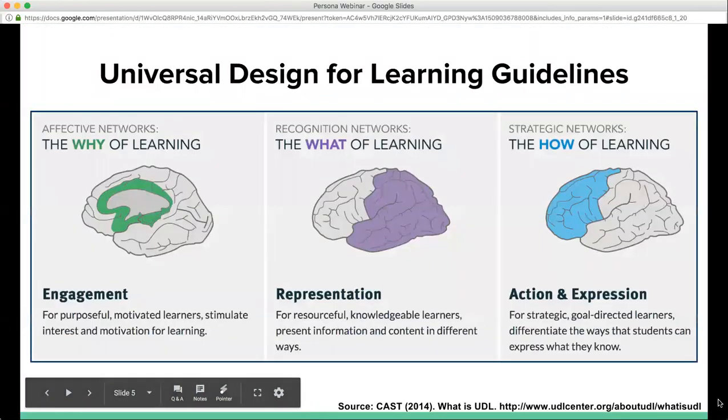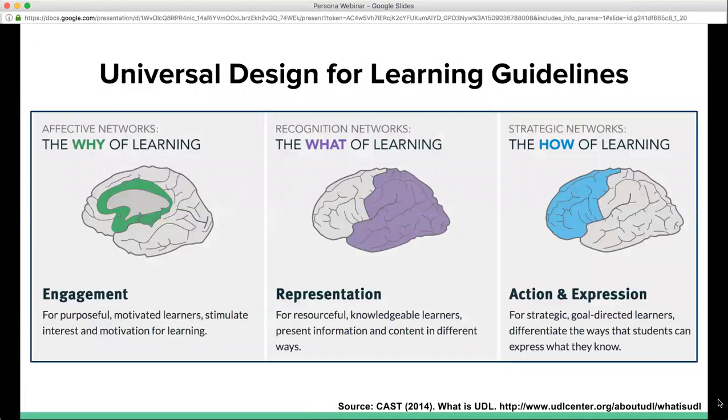So first up, universal design for learning is an approach that is based on brain research. They have identified 3 networks of the brain. There's the affective network, which is the why of learning. The recognition network is the what of learning, and the strategic network is the how of learning. So I'm going to unpack each of those a little bit more for you.